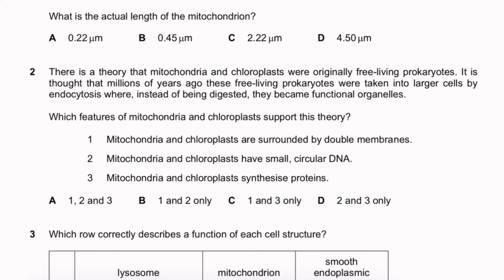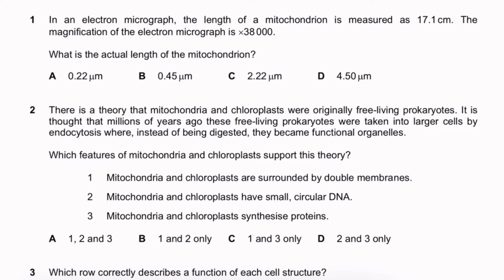Let's get started. Question number 1. In an electron micrograph, the length of a mitochondrion is measured as 117.1 centimeters. The magnification of the electron micrograph is 38,000. What is the actual length of the mitochondrion?